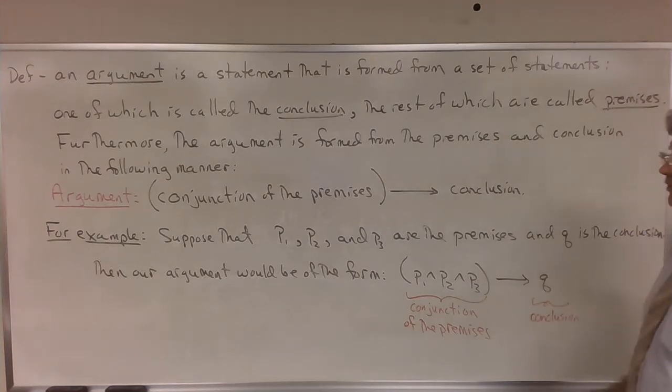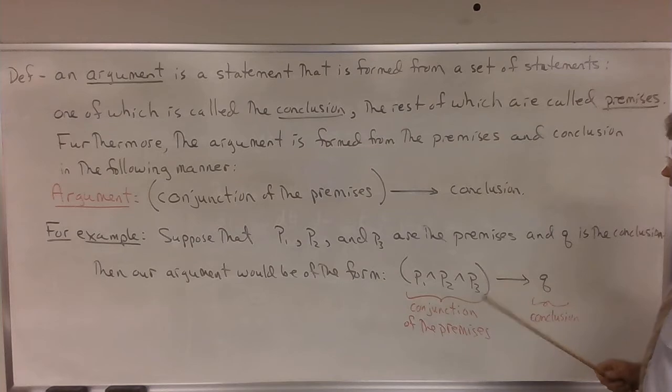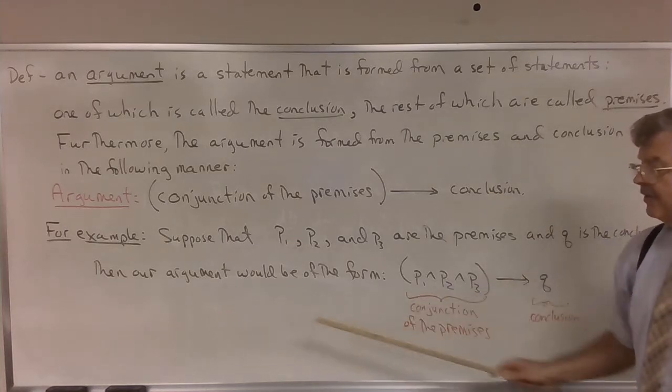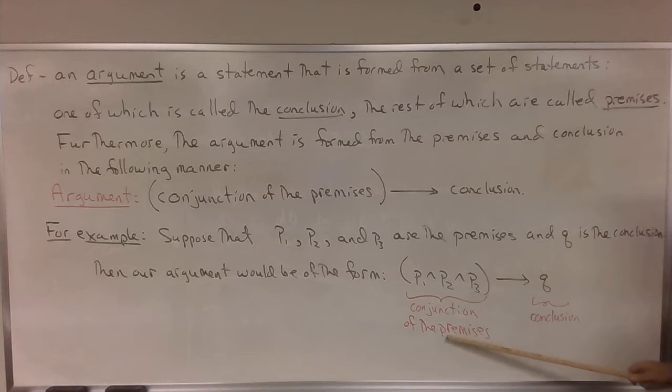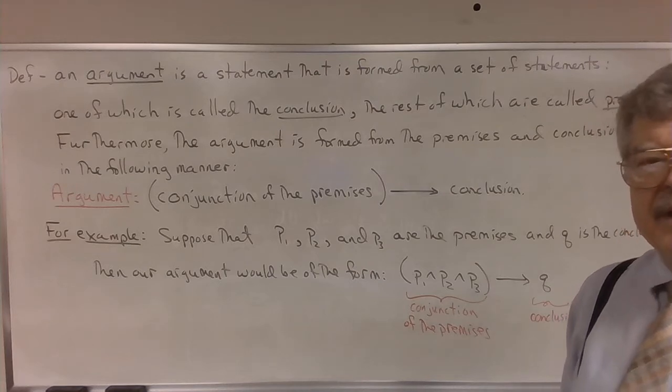So just for example, suppose that P1, P2, and P3 are the premises, and Q is the conclusion. Then our argument is going to be of this form. Conjunction of the premises, in other words, P1 and P2 and P3, the conjunction of the premises implies the conclusion. So that is logically what an argument is.